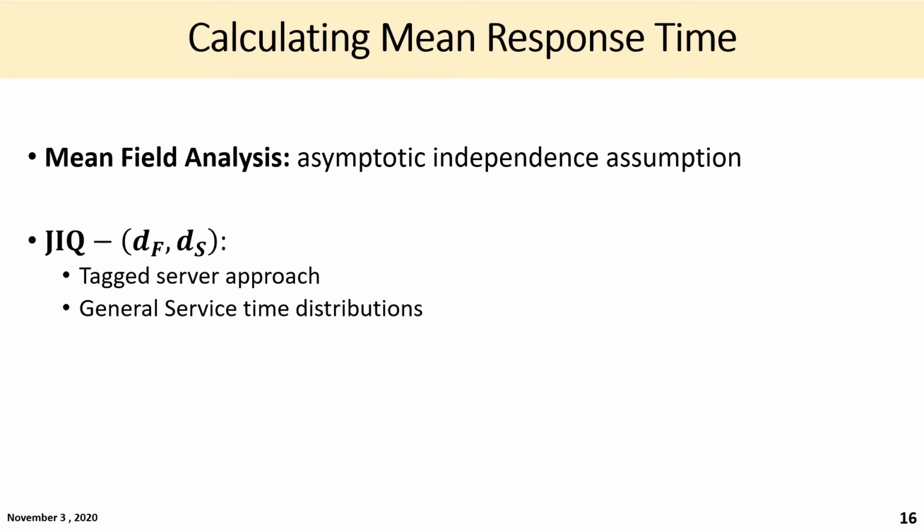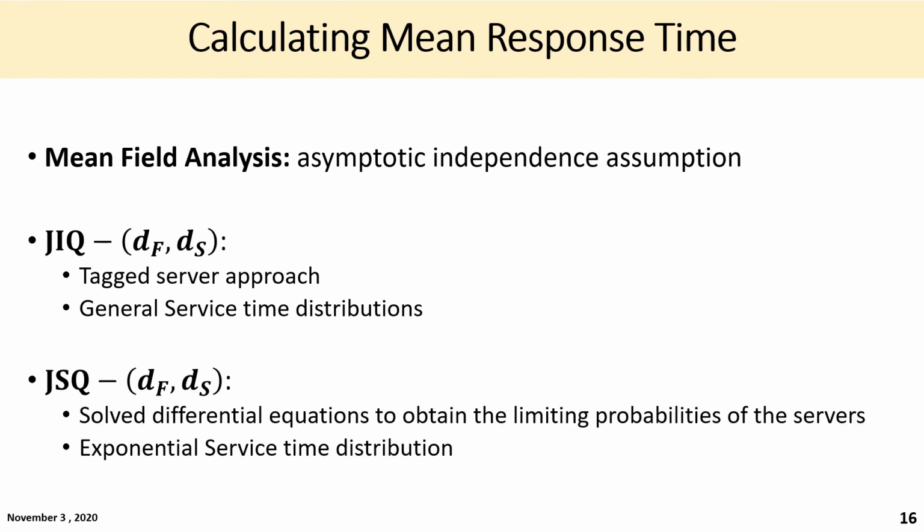For the join the idle queue DFDS policy, we used a tagged server approach that helped us calculate the expected response time with any general service time distributions. For the join the shortest queue DFDS policy, we solved differential equations to obtain the limiting state probabilities of the servers when service time follows exponential distribution.